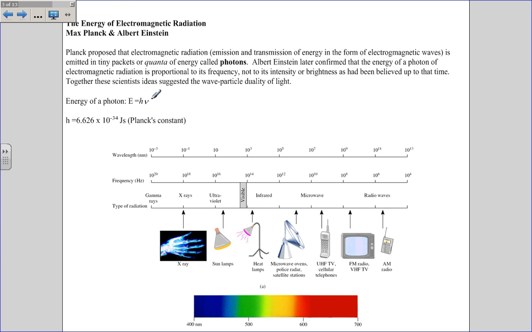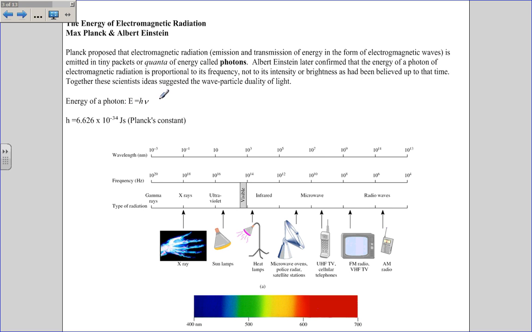And this idea came out of the fact that they both determined that light can only be emitted in tiny packets or in quanta of energy, meaning that there are only specific amounts of energy that can be emitted. Rather than there just being completely an infinite amount, there are only certain quantities of energy that can be emitted. That's where the word quantum is coming from.